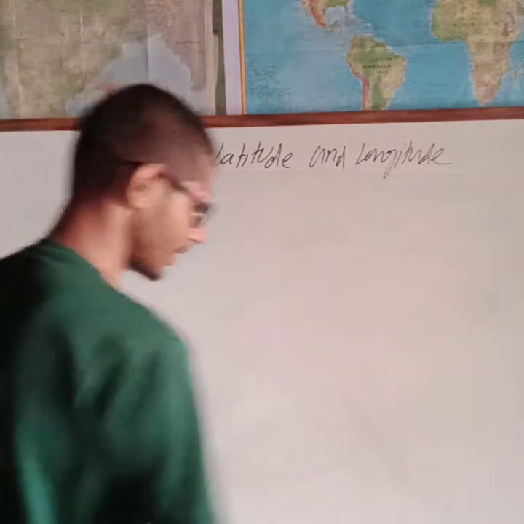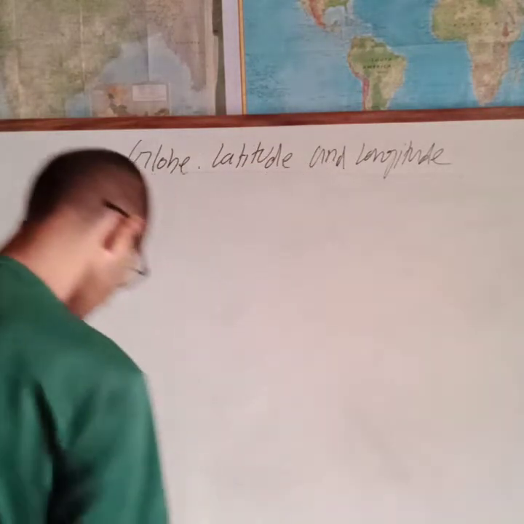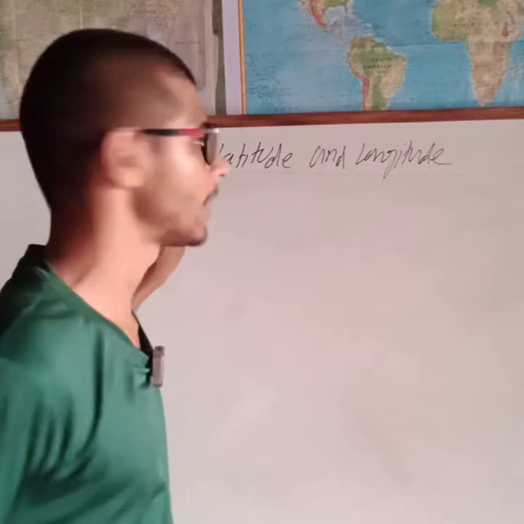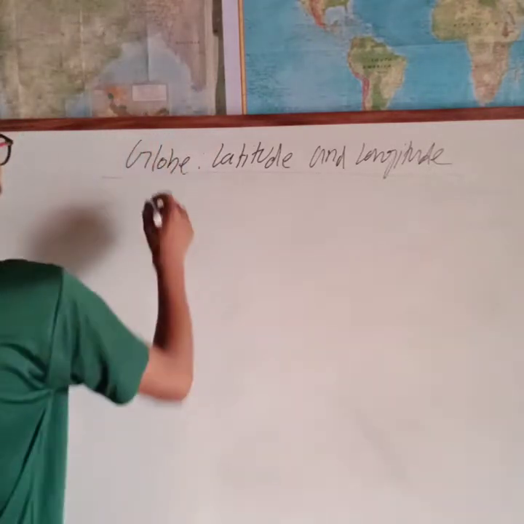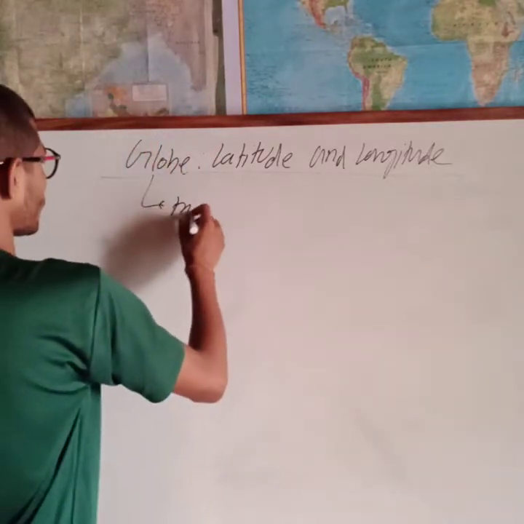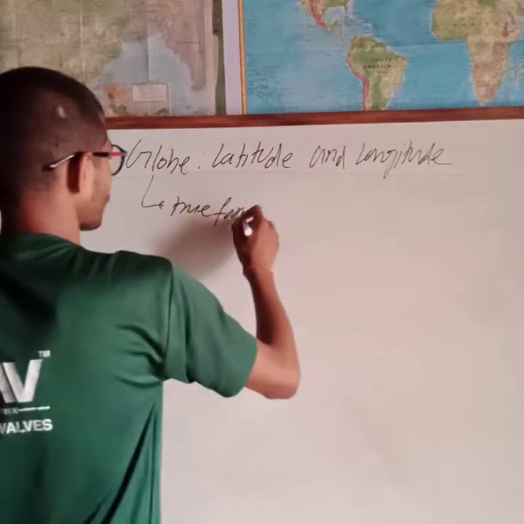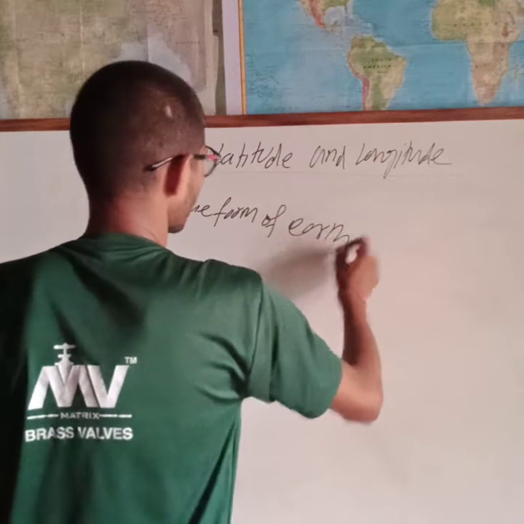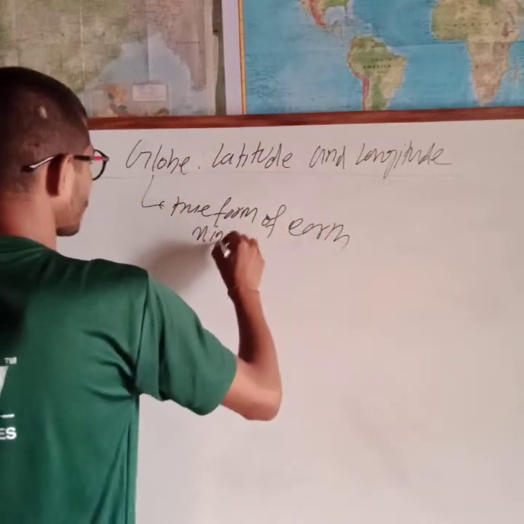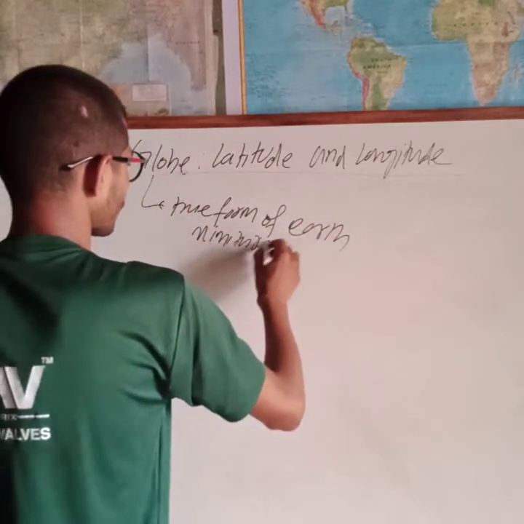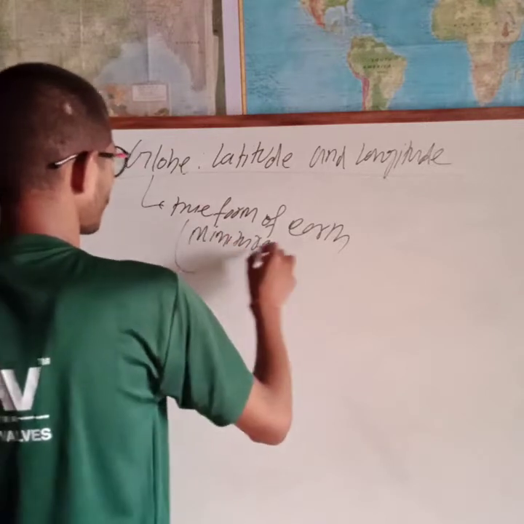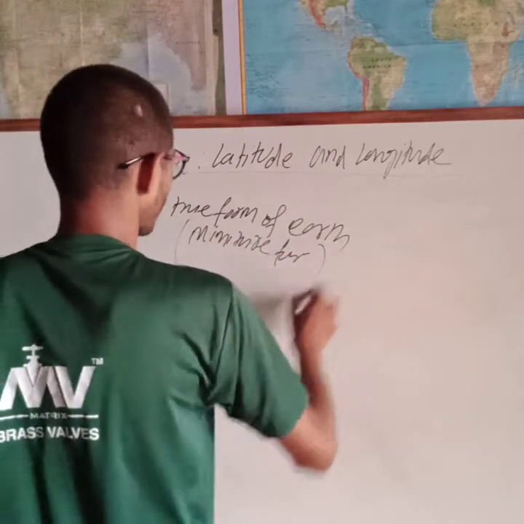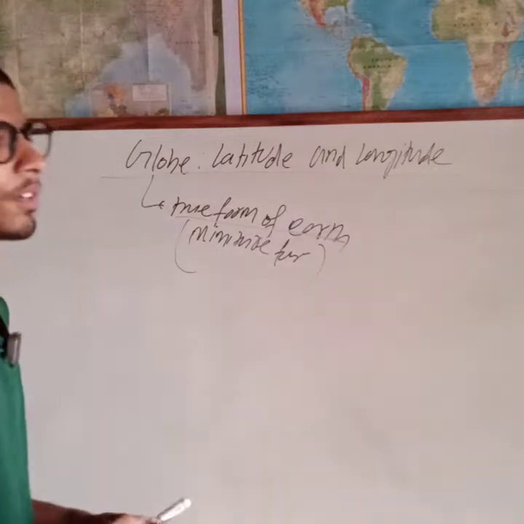What is a globe? We can say a globe is a true form of Earth in miniature. A true form of Earth. This is what we call a globe.